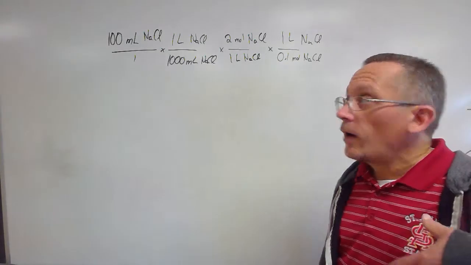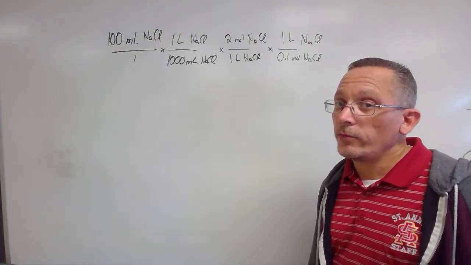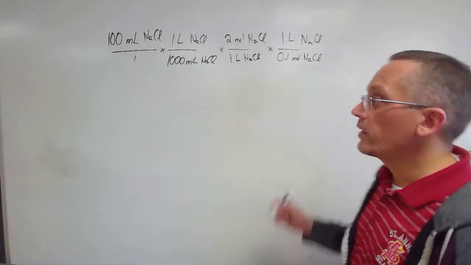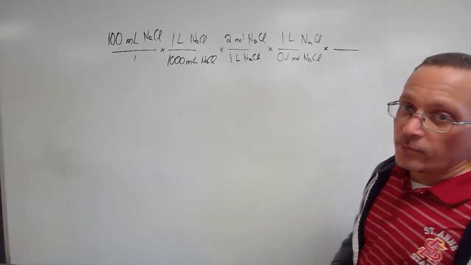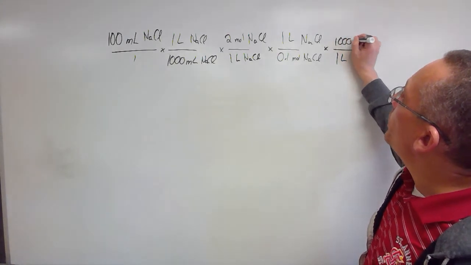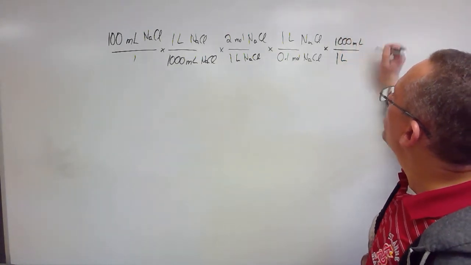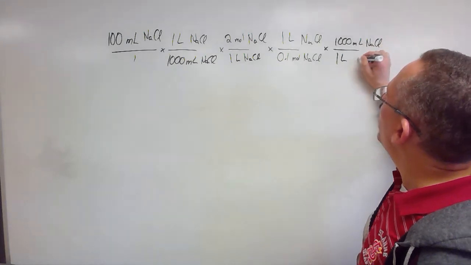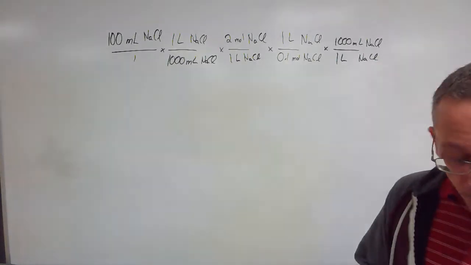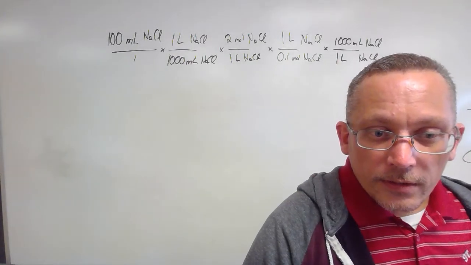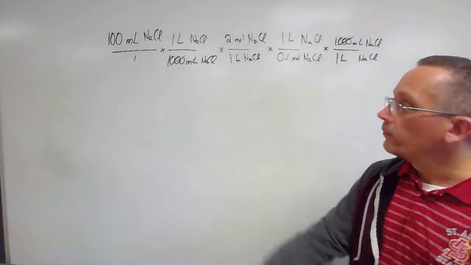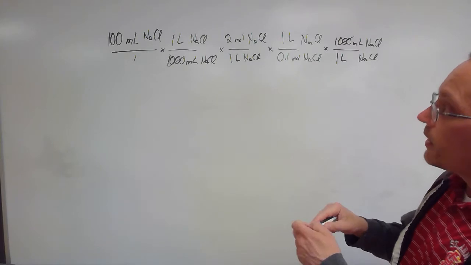And finally, it's probably going to be convenient for me to give an answer in milliliters. So I have liters, I'm going to go back to milliliters now. So 1,000 milliliters and 1 liter, I'm going to put the 1 liter on the bottom and the 1,000 milliliters on the top. So NaCl. Okay. And then we're going to go ahead and work out the problem. You might notice there are some things here that will cancel. This 1,000 and this 1,000 will cancel. So let's go ahead and work this out and see what we get.